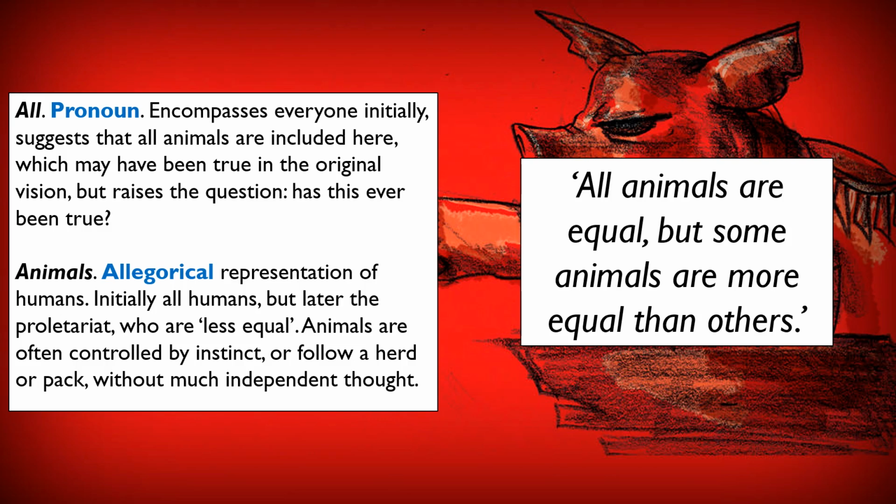The second word, "animals," reminds us that this is an allegory. This book is an allegory, which means that all of the characters represent an idea or a character from the real world. So humans in this case. Now in Russia, all humans were supposed to be equal, but later the proletariat became less equal. Same on Animal Farm. They were all equal to start with, or thought they were at least, and as time has gone on, they are now less equal.